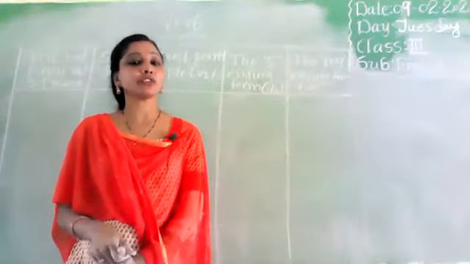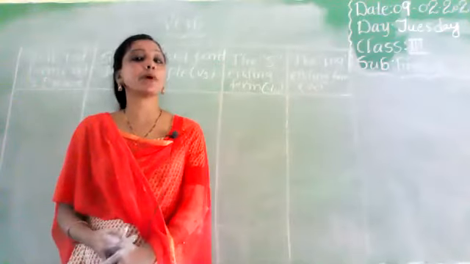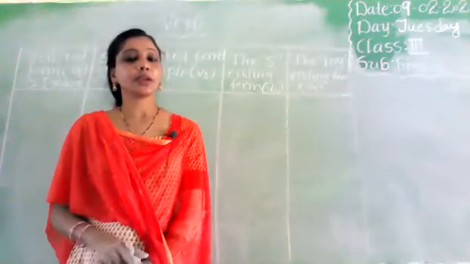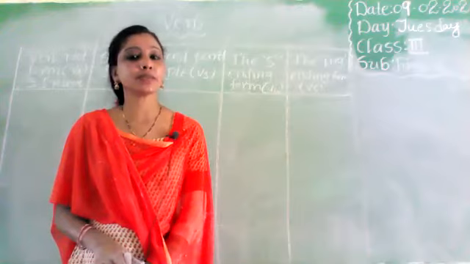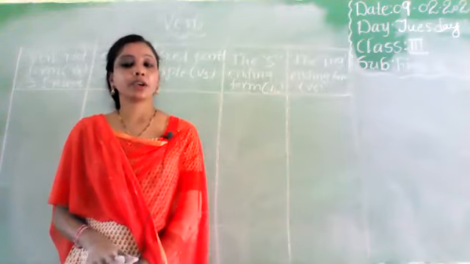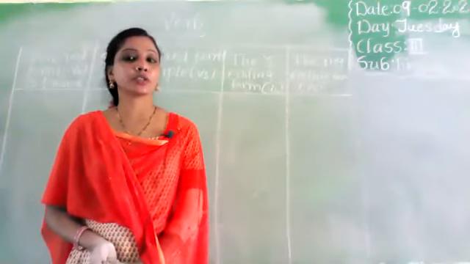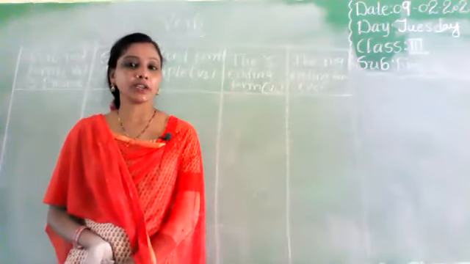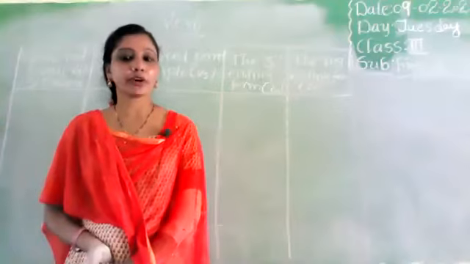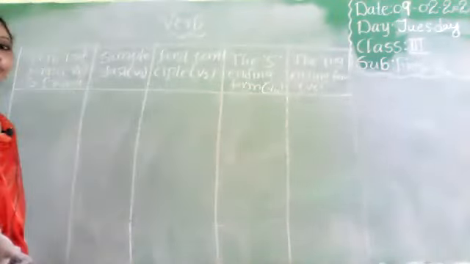So what is V2 form? V2 means simple past tense. Next, past participle means V3 form. Next, S ending verb. S ending verbs are called V4. And ING ending forms are called V5 verb forms. Grammar book page number 19.